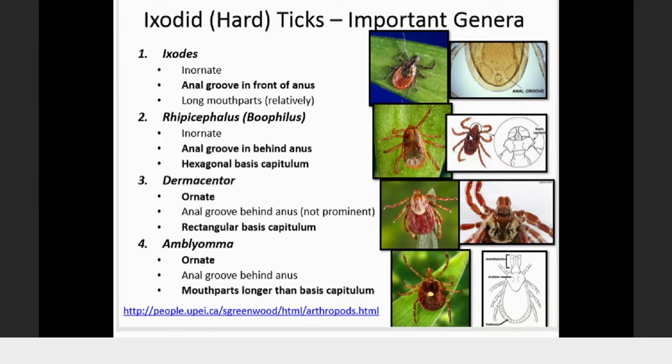Okay, in hard ticks, we have different genera. The most important ones are these. And the other one that needs to be included is Haemaphysalis, which is present in Asia and our country. They are very different in their own morphology. I don't want to go through all of this again. I think you can go back to the previous lecture and have a look at this again. Just a bit of revision from the last lecture.